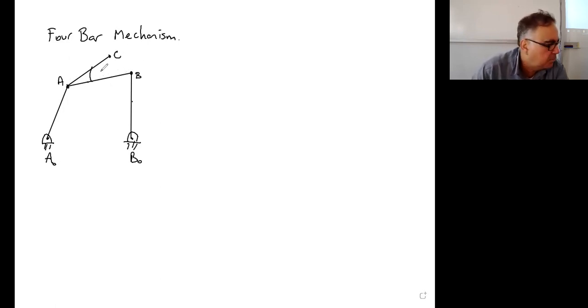C is the coupler point, as you might remember. This angle we call beta. This is beta 1, 2. Now you have omega 1, 2, the angular velocity. This angle is theta 1, 3. And this link 3 is omega 1, 3. So this is link 2, this is link 3, this is link 4.